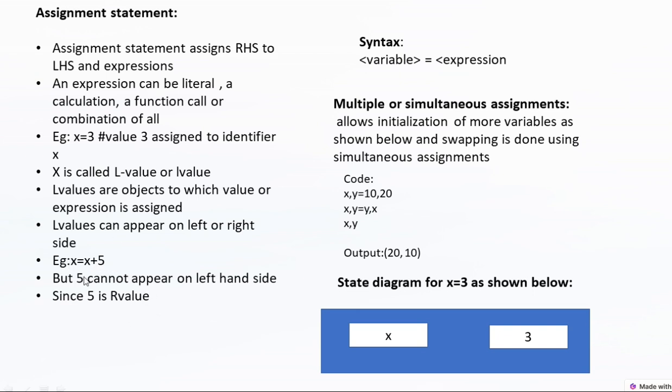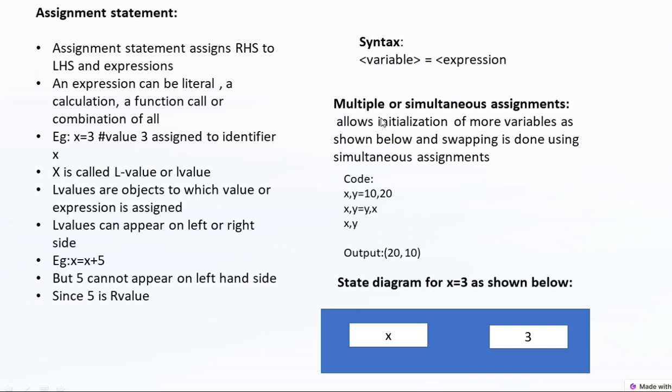So in this example, x is an L value. L values can appear on the left hand side as well as the right hand side. But R values, 5 is an R value, can only occur on the right hand side. And what is the syntax for an assignment statement? It's like this. You have the expression on the right hand side, and you have the variable on the left hand side. So this is the syntax of the assignment statement.